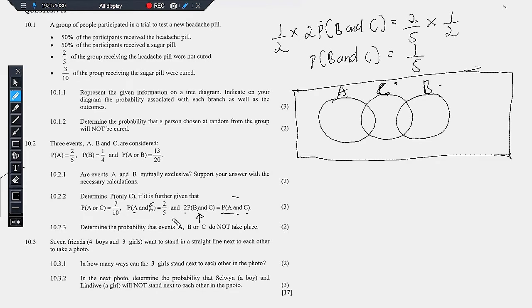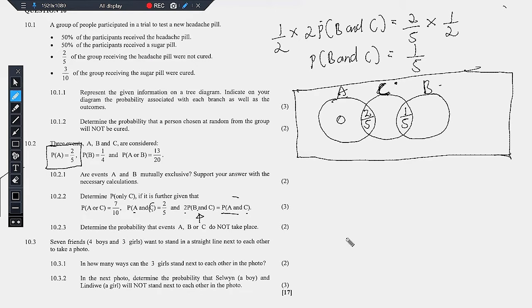Then, okay, so probability of A and C, are we given? A and C is 2 over 5. So we can put our 2 over 5 there. And then probability of B and C is the one that we just calculated. It's 1 over 5. But there's something interesting about A here. The probability of A is the same as the intersection. So that means there is no such thing as probability of A only, because all of the probability of A is just on the intersection here.